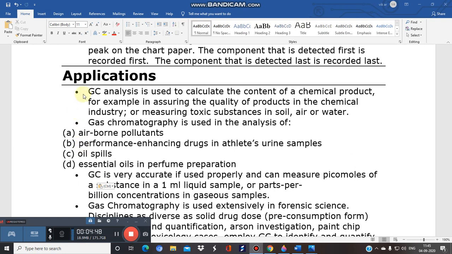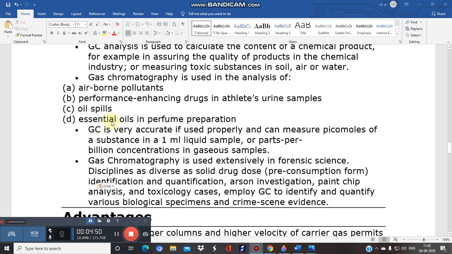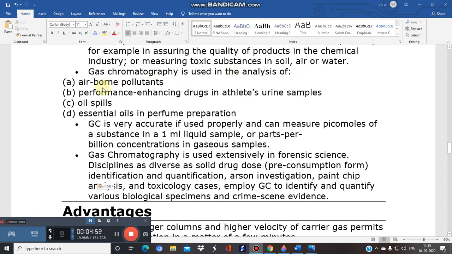So let's see the applications of gas chromatography. It is widely used in the analysis of airborne pollutants, meaning in environmental sciences it is used. Then performance enhancing drugs in athletes' urine samples. GC is also applicable for various types of volatile oils. GC is widely used for the identification of volatile oils, because volatile oils are easily converted into the vapor state.